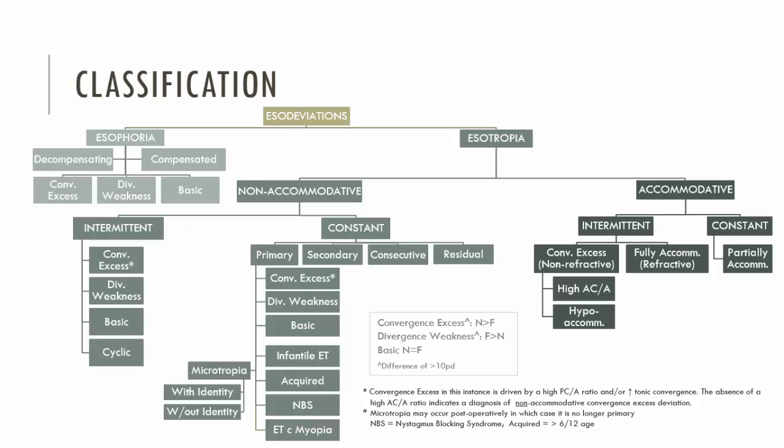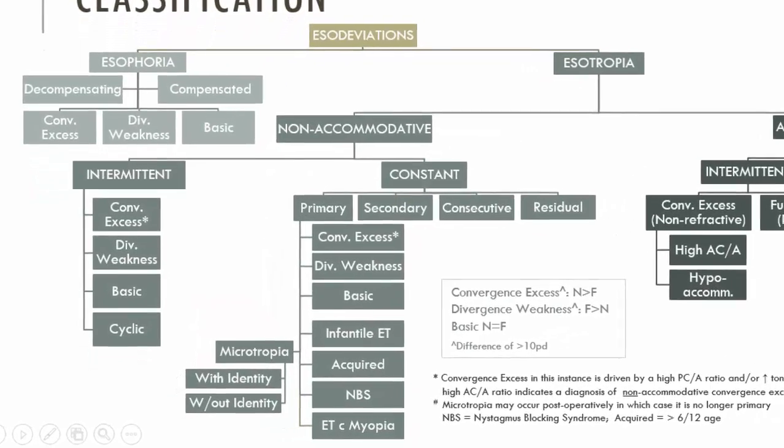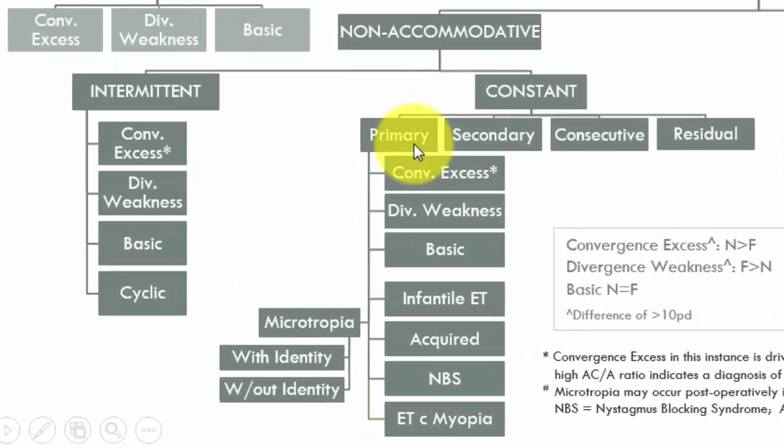Now, with a partially accommodative ET, refractive error is only part of the cause for the esotropia. There may be other factors, such as anatomical factors or hereditary factors as an example, that relate back to why this patient has an esodeviation. In fact, fully accommodative esotropias are not only refractive in nature, but can be hereditary as well. Coming back now to our primary constant deviations, again, we can classify the patient according to whether there is near distance disparity, so as a convergence excess, divergence weakness, or basic.